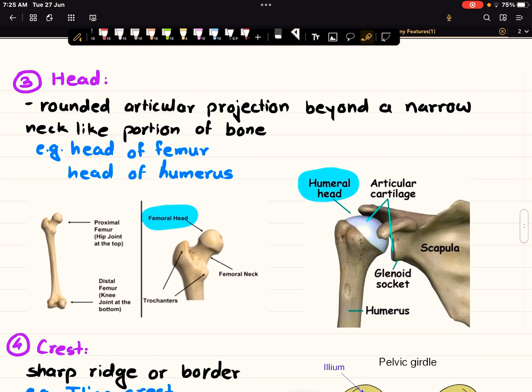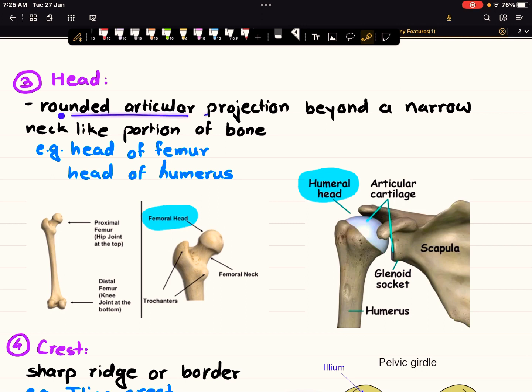Now coming towards the head. Head is a rounded and important articular projection. So what is head? Head is rounded as well as articulating. Why? Because when we come to the head of any part of the body, it is most of the time used for articulation purposes, for making different kinds of joints, most importantly, ball and socket joint.